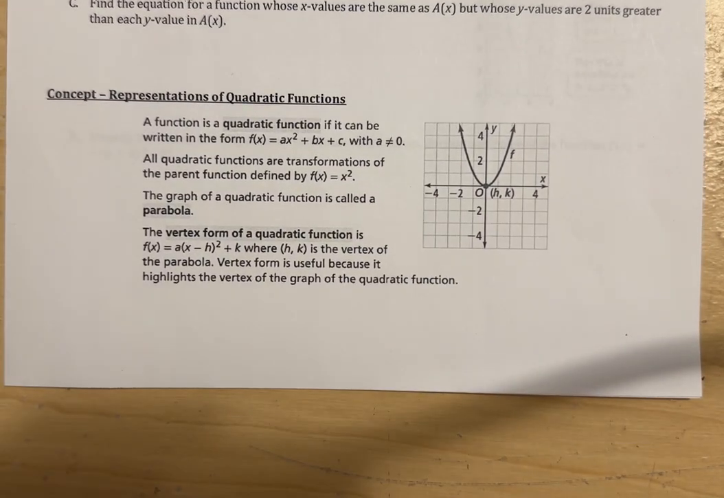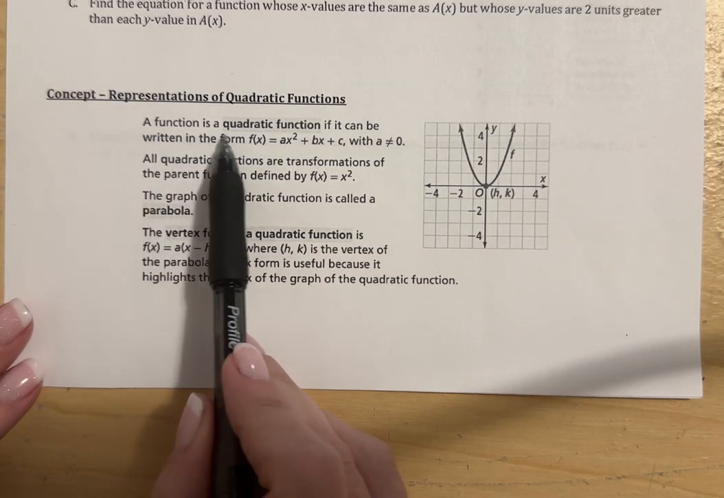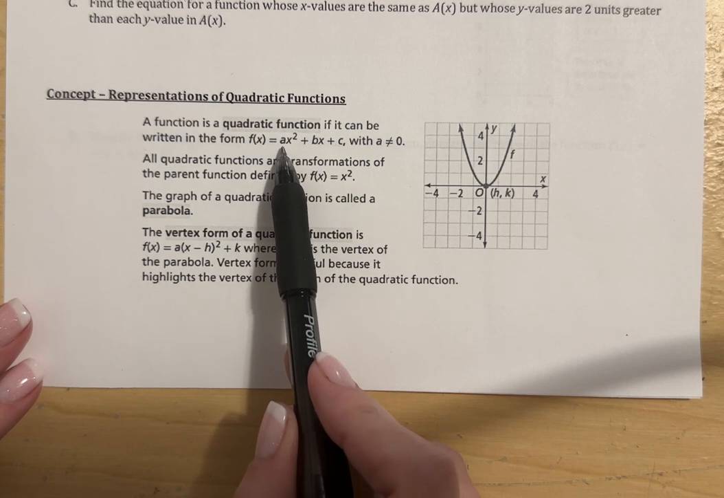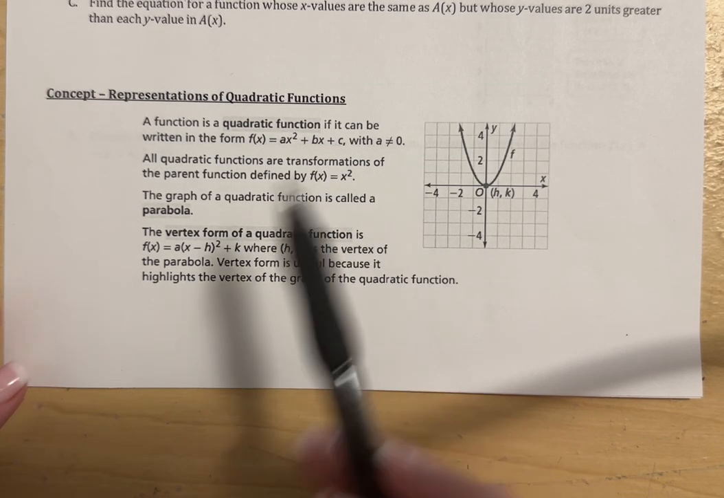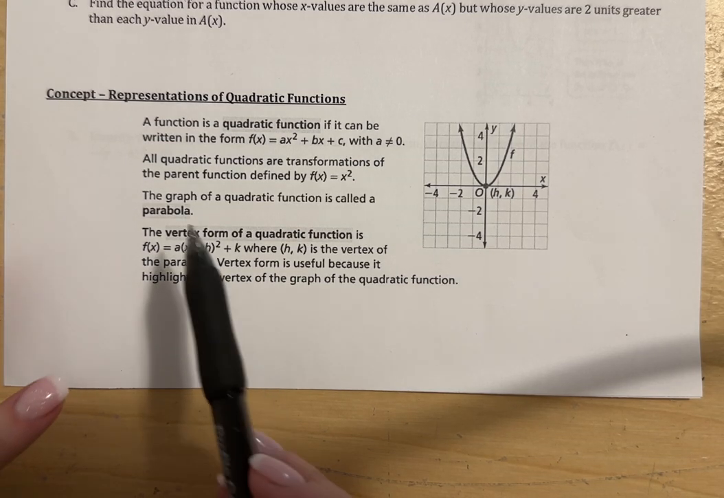By the way, I just want to remind you, anytime you need to, pause, and you can take more time to write. Okay, a function is a quadratic function if it can be written in the form f of x equals ax squared plus bx plus c, where a is not equal to 0. Now, if a were 0, we'd be back to a linear function. So you have to have at least one x squared or squared variable in the problem.